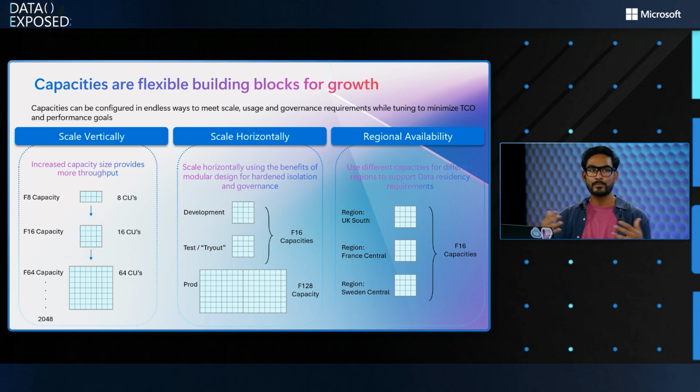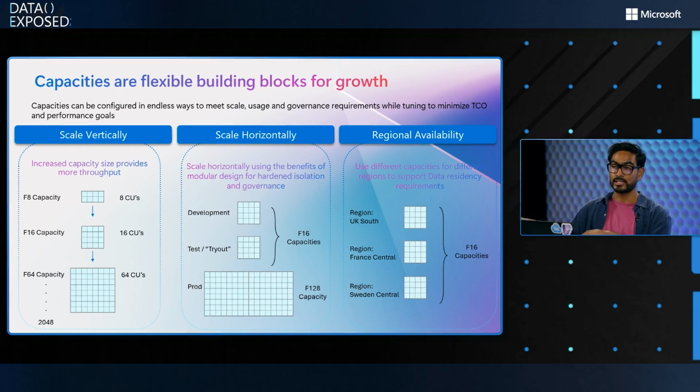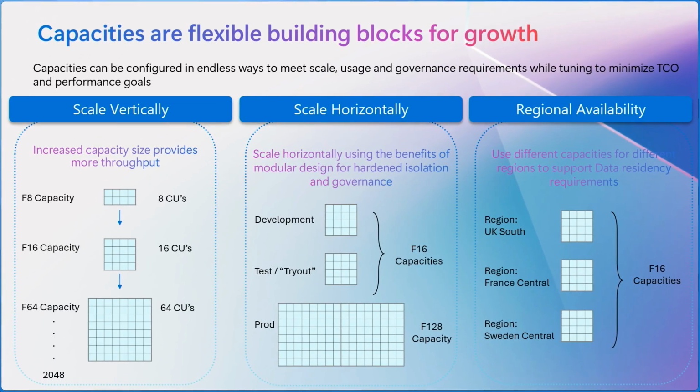Also, for multi-capacity deployments, which is scaling horizontally, you get the right amount of isolation so that you can run your test and dev workloads and your prod workloads, and all of them will be on different capacities. That's how you scale horizontally. And for customers to know, capacity is tied to a particular region for data residency requirements for customers and users. That's how region availability works for a capacity. There are all of these facets when you talk about capacity scaling, and that's important for people to know.